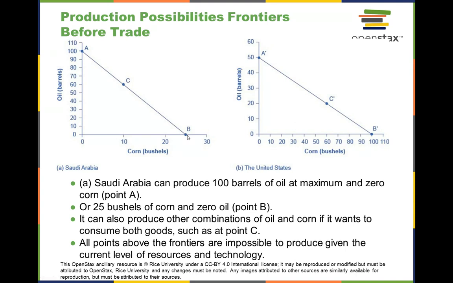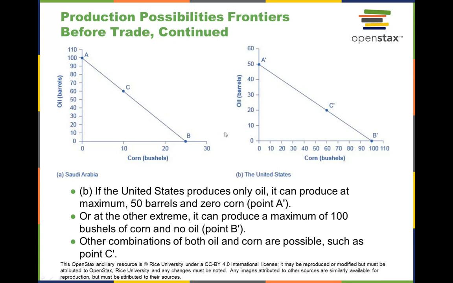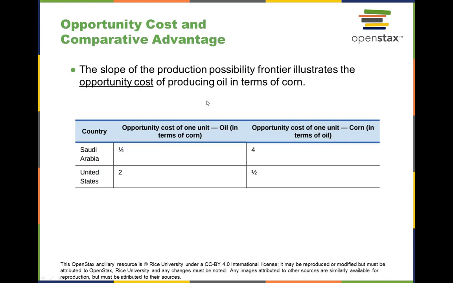It can also produce other combinations of oil and corn. For instance, at point C, it's producing 60 barrels of oil and 10 bushels of corn. If we look at the United States, in their situation they can produce 50 barrels of oil or 100 bushels of corn, or at some point in between. At point C, for instance, they can produce 20 barrels and 60 bushels. The slope of the production possibility frontier illustrates the opportunity cost of producing the oil in terms of corn.